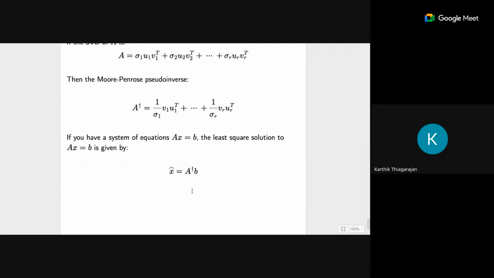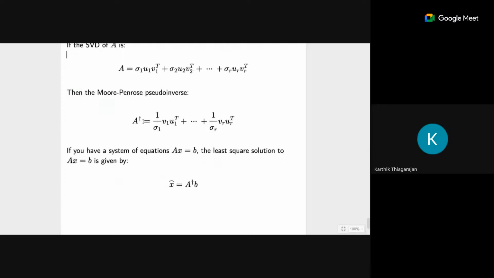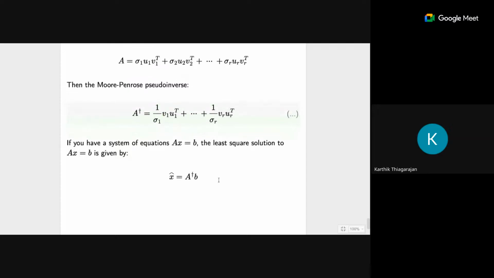So if you want to find the least square solution of a system, you don't need to solve all that A transpose A inverse A transpose b. All that you need to do is find the SVD of A and find the pseudo inverse. Pseudo inverse is very simple. Once you have the SVD, you just need to invert the positive singular values, V1 sigma inverse U1 transpose, and you have the pseudo inverse. Multiply that with b, and you have the least square solution.